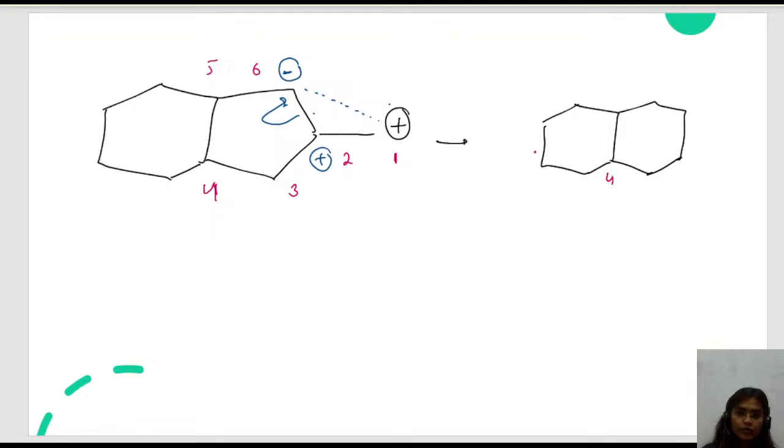This is 4. Match, match. It's a 5. It's a 6. It's a 3. It's a 2. It's a 1. I guess it fits now, right? And see in this ring, the positive charge is at the second carbon. This is my second carbon, so let me search. The positive charge has to be there.